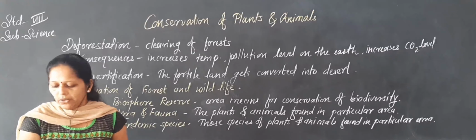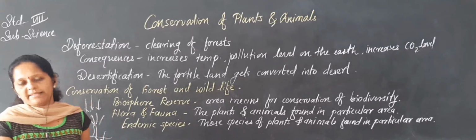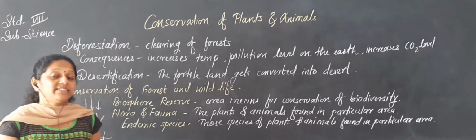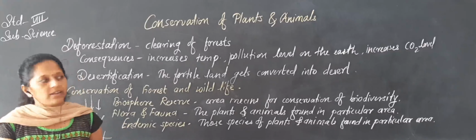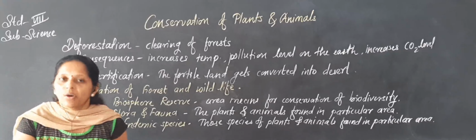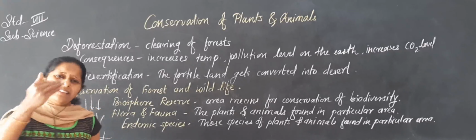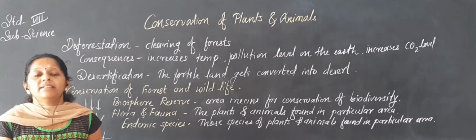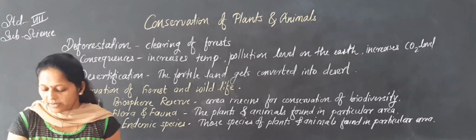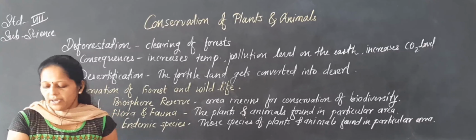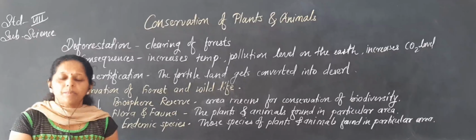Here, you know that deforestation disturbs the balance in nature, and there is a total balance in nature. If temperature is increasing, the pollution level on the earth is increasing, and groundwater is decreasing, then the balance of the earth and nature is disturbed. This was told by the professor.